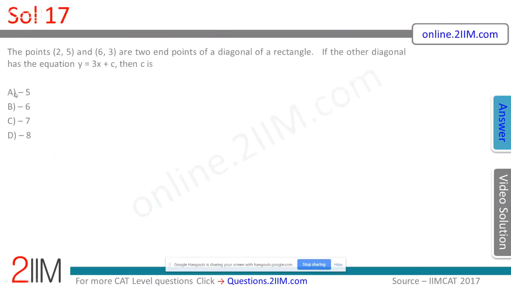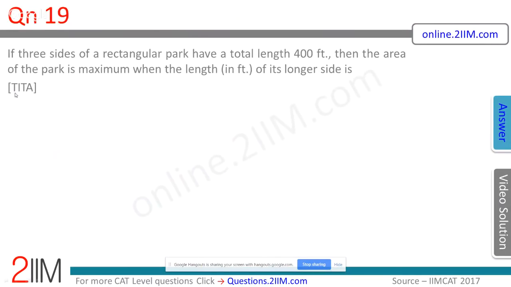We've done question number 18. We're going to 19. If three sides of a rectangular park have a total length of 400, then the area of the park is maximum when the length in feet of its longer side is.